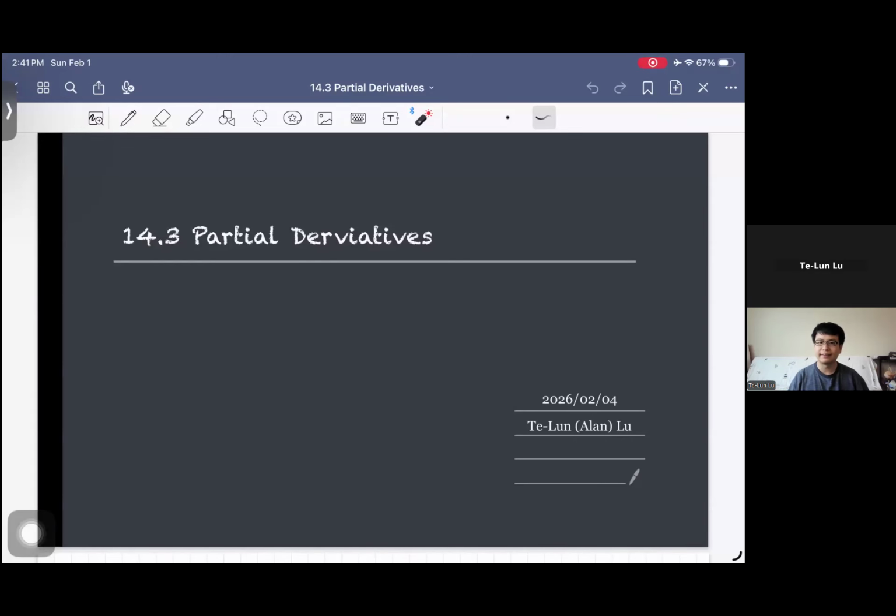Okay, hello guys. So this will be your lecture. We are on 14.3, the partial differentiations, partial derivatives. This will be the starting point of you guys doing differentiation in a multidimensional setting. So let us be careful with this. Let's go through this step by step.